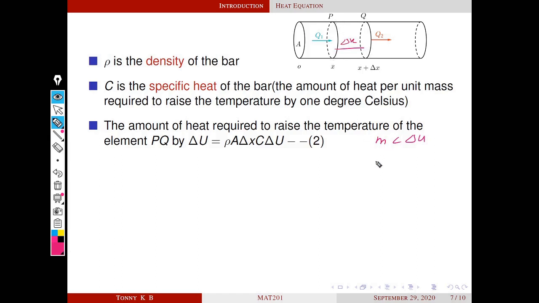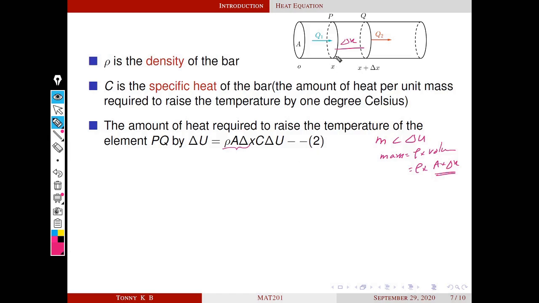So we know that mass is equal to density into volume. And what is the volume? A is the cross-sectional area, delta x is the length. So volume of the segment PQ is A into delta x, right? So here the mass of this material PQ is rho A delta x. So this is our mass. That's why this is rho A delta x C delta U. We denote this by equation number 2.